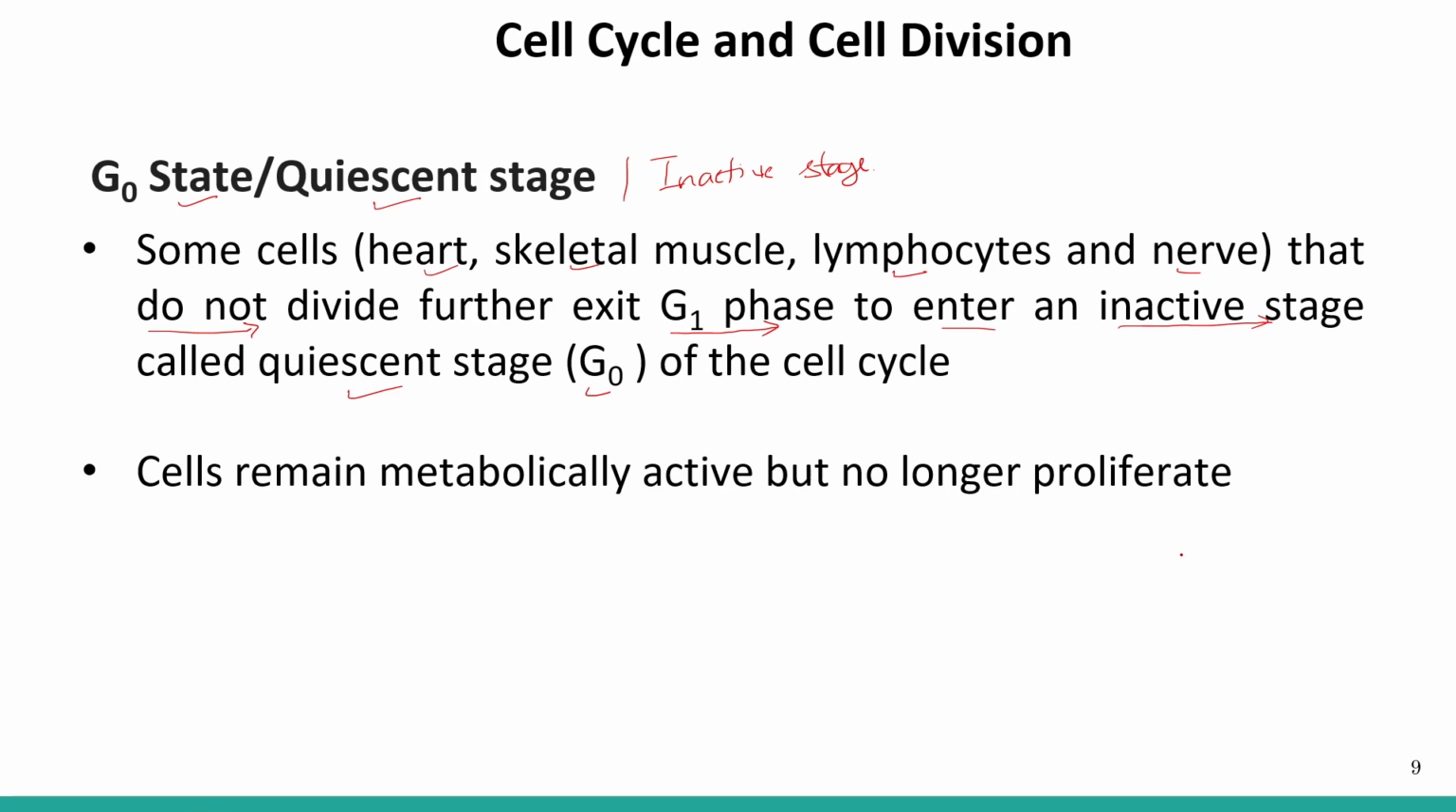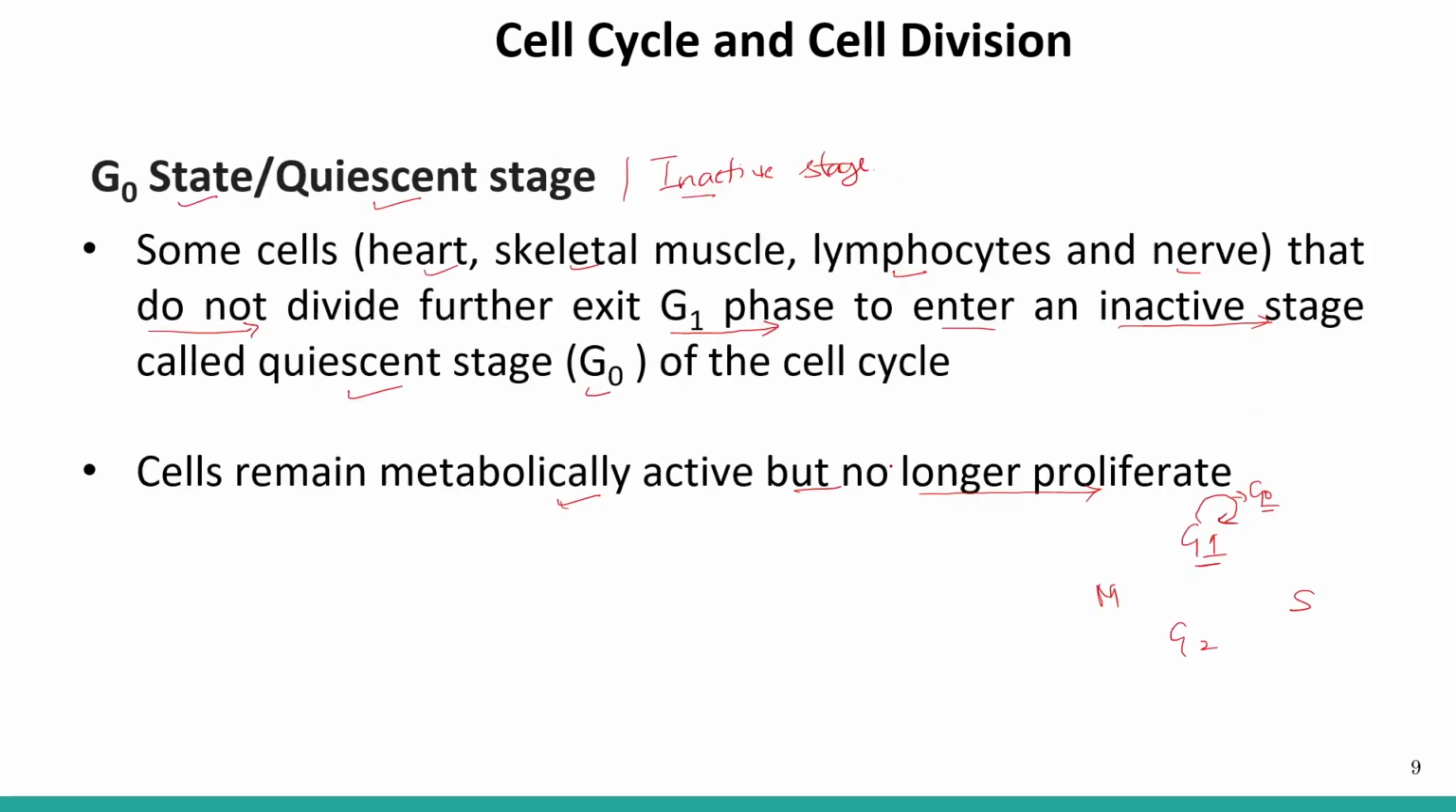So if this is the G1 phase, then we have the S phase, we have the G2 phase. Some of the cells exit the G1 phase and enter the G0 or the quiescent phase here. Alright. And what happens during the G0 stage? The cells are metabolically active. Although it is known as the inactive stage, these cells are metabolically active, but they are not dividing. They do not proliferate. They lose the ability to divide.